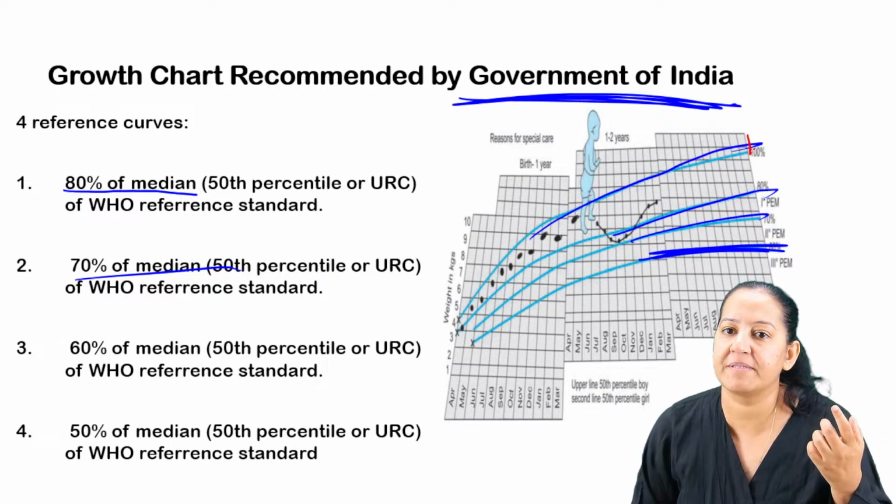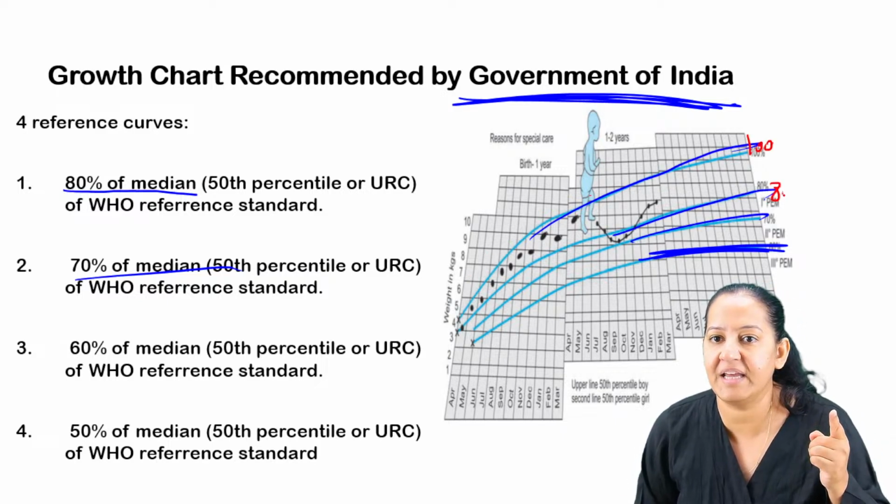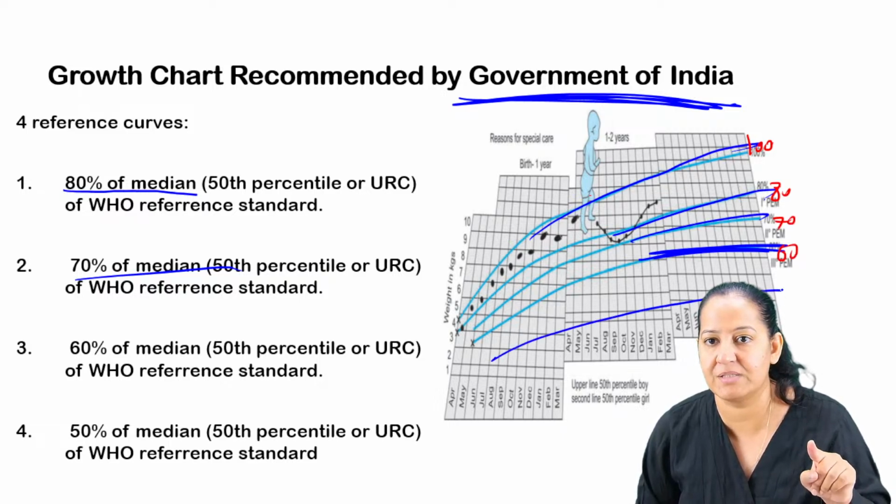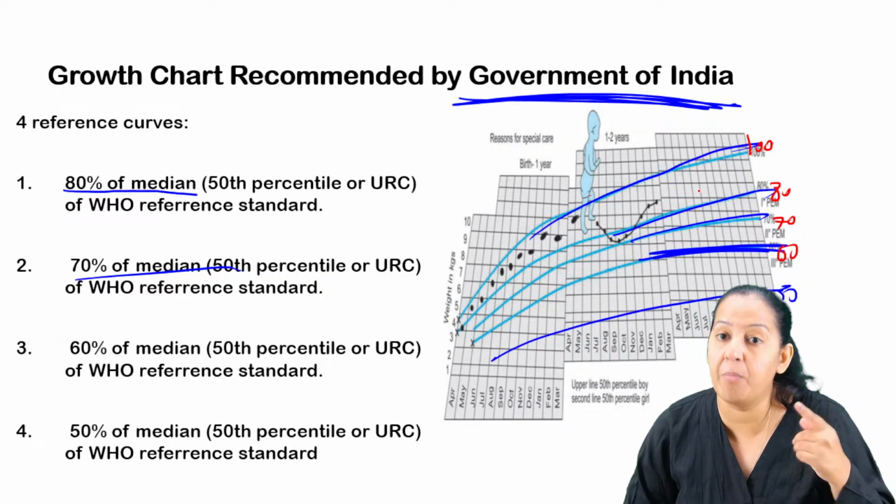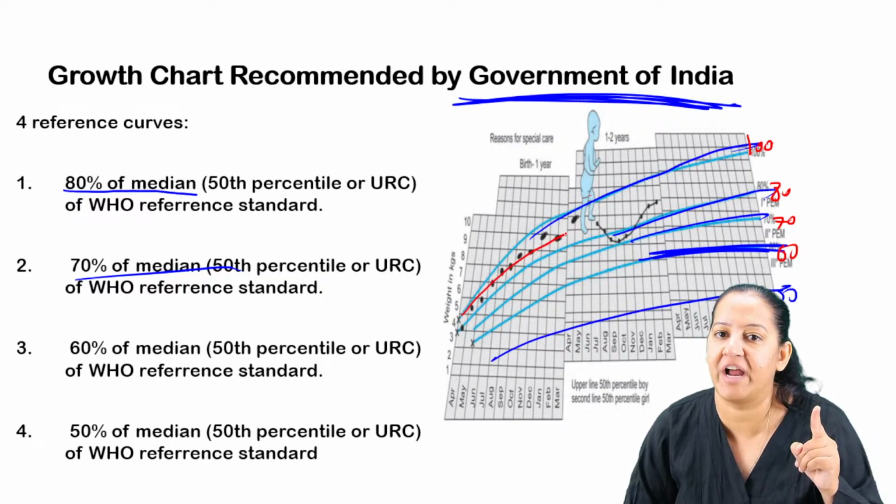Right? This is the 100 percentile. This is 80, this is 70, this is 60, and you can make one more here. This one is 50. So the child's growth should be above all, like here. Here you can see the child's growth is like here.